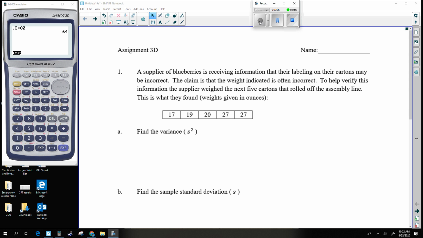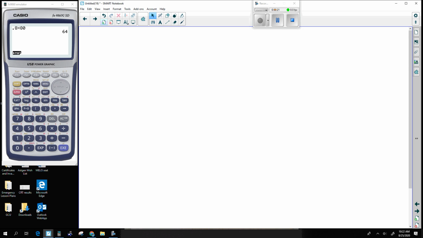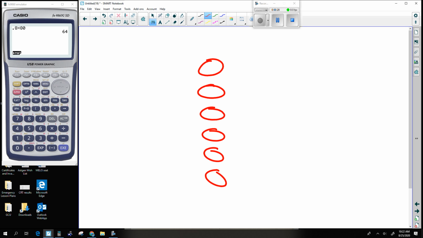Assignment 3D. What 3D is all about is introducing us to standard deviation. I'll give a brief explanation of what a standard deviation is. If I have these numbers in a list, and we say this is the average, all of these numbers are going to have some sort of difference from the average.